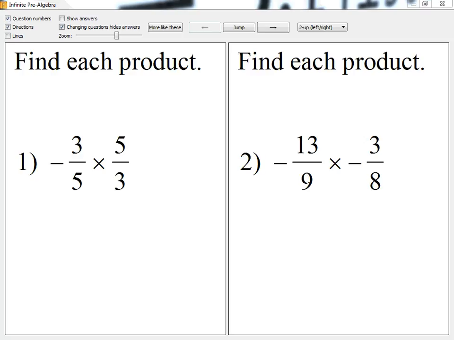So today we're going to move into multiplication of fractions. Usually multiplying is harder than adding, but not in fractions.